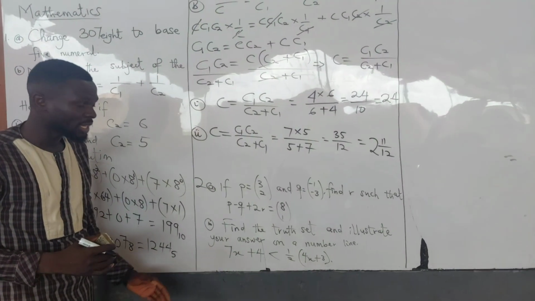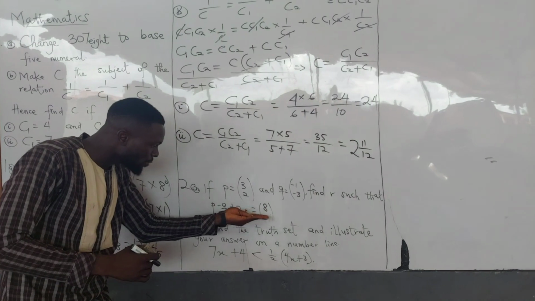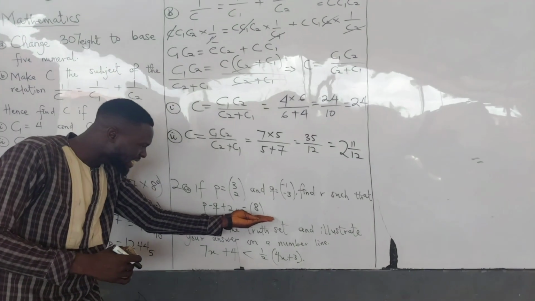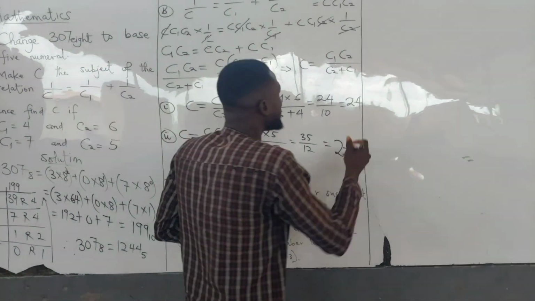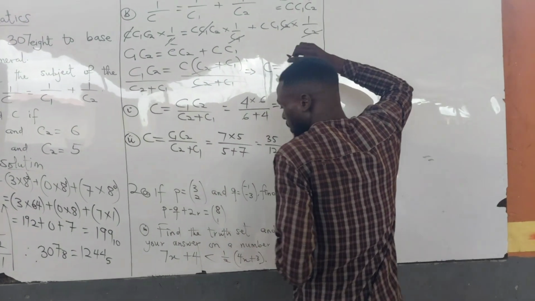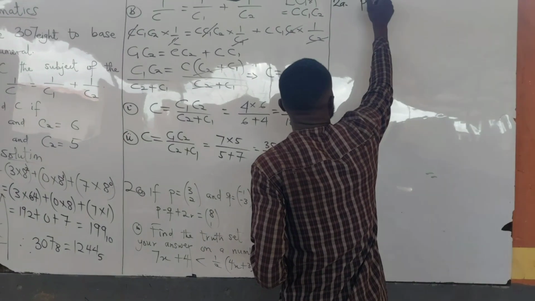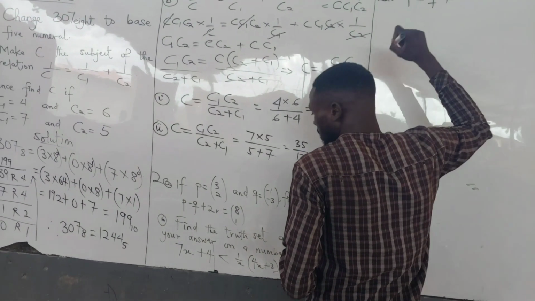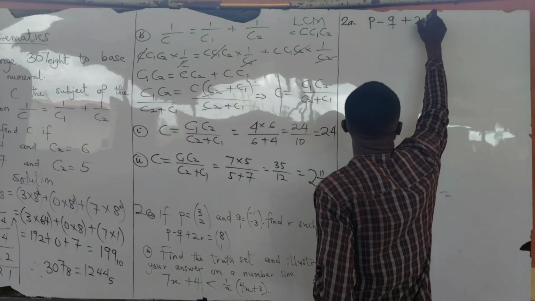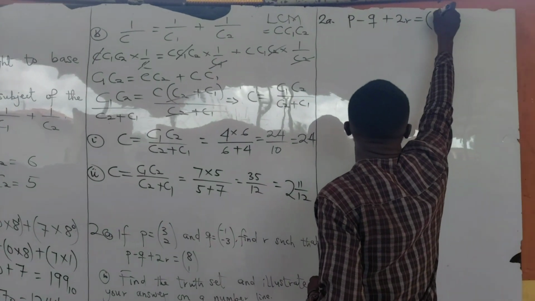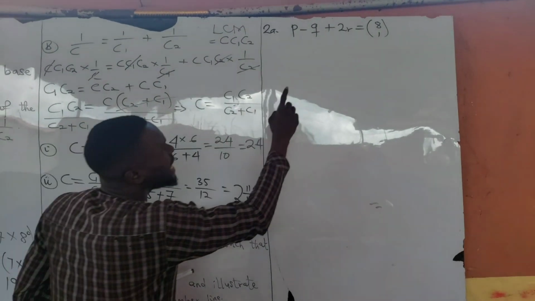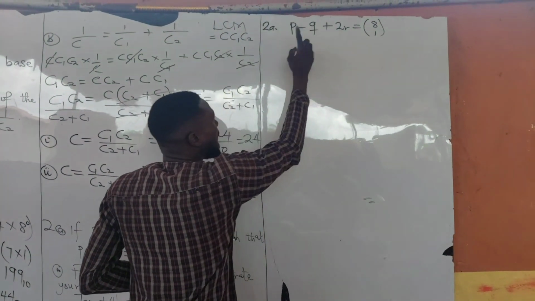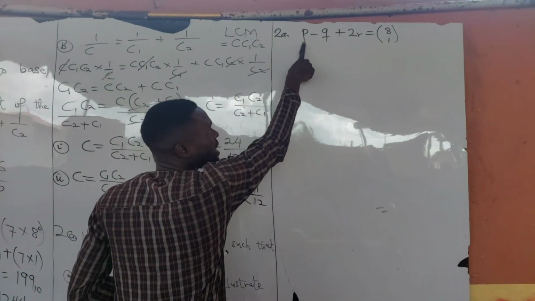So from here, you have to solve for R. Take the given expression. You have been given P minus Q plus 2R is equal to 8, 1. This is what you have been given. Now we are finding the value of R, and they've given us the vector for this.